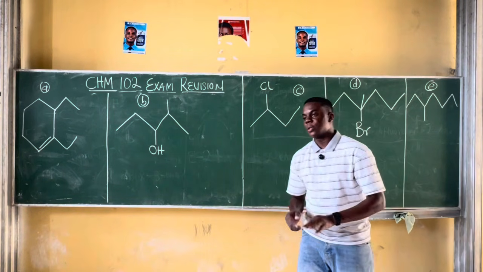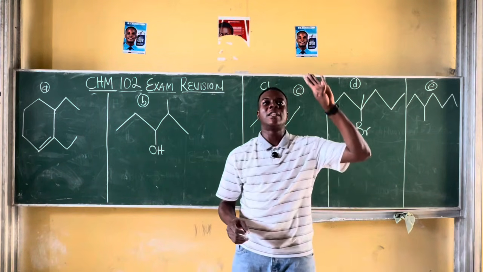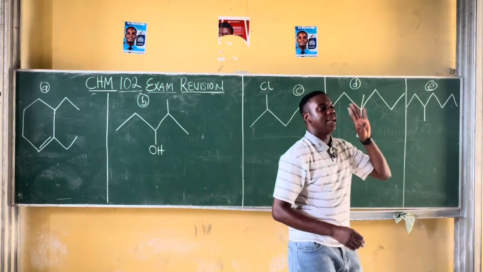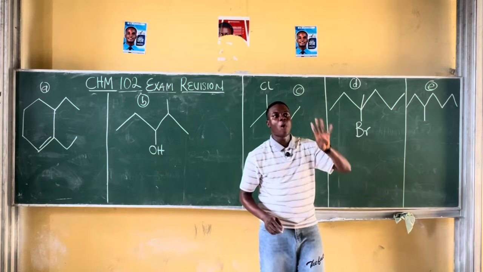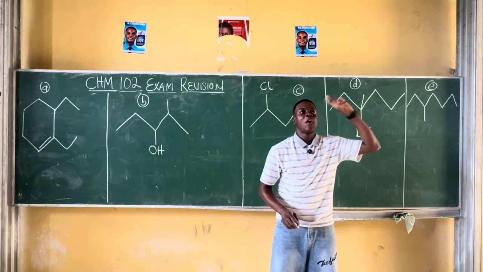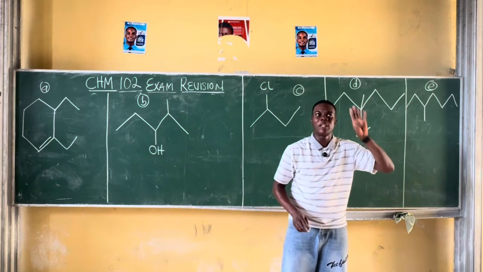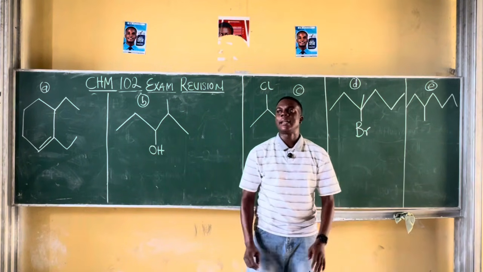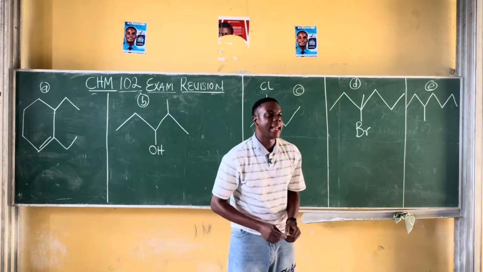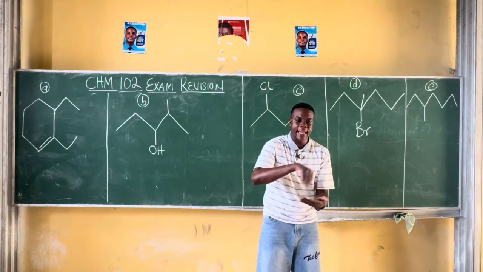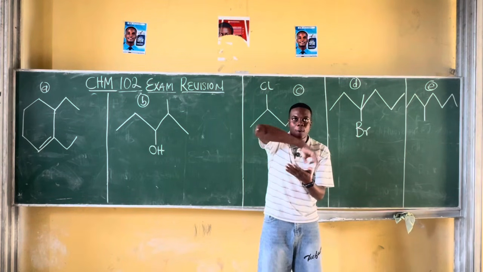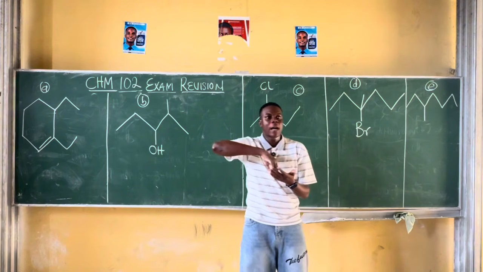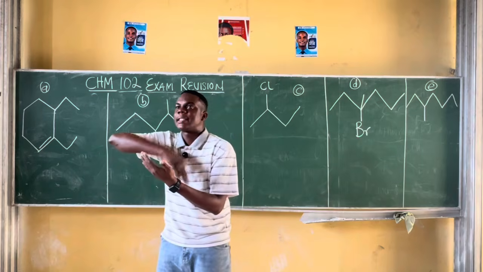A chiral carbon is a carbon that is bonded to 4 different groups. A chiral carbon is a carbon that is bonded to what? 4 different groups. 4, not 3, not 3.5. That is a chiral carbon. And wherever you see a chiral carbon, that spot is called a what? Chiral center. Or you can call it a stereogenic center.